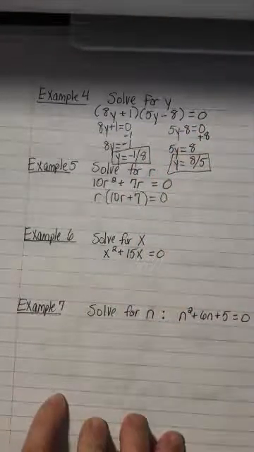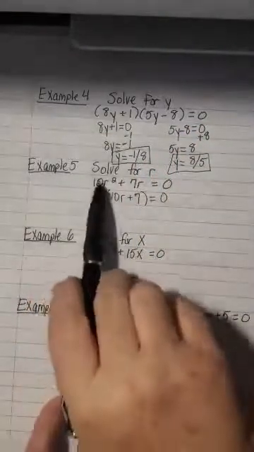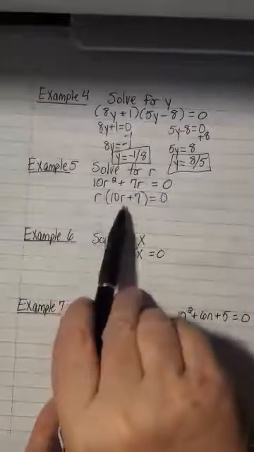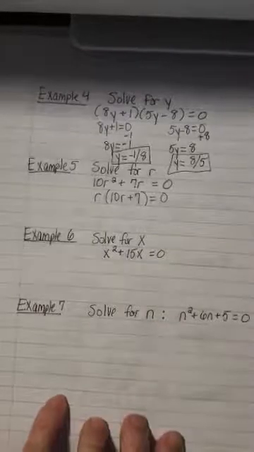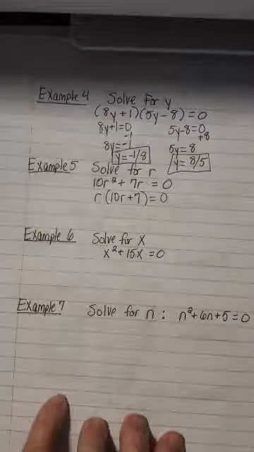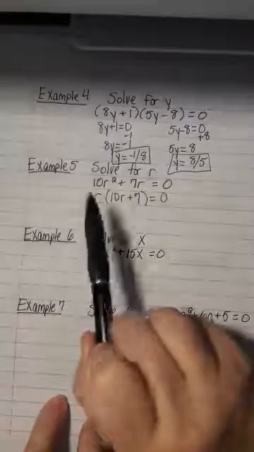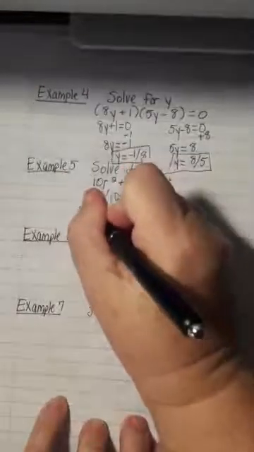So don't forget how to factor with your GCF. You pulled the common factor out front, did the distributive property backwards, and now it's in the correct form, so you can solve these using the zero product property. Take the r on the outside, and you set it equal to 0.